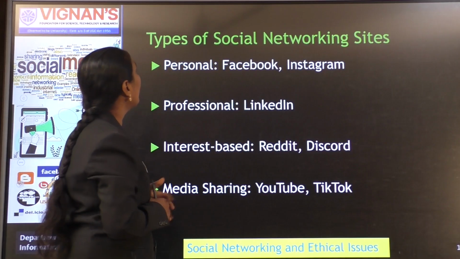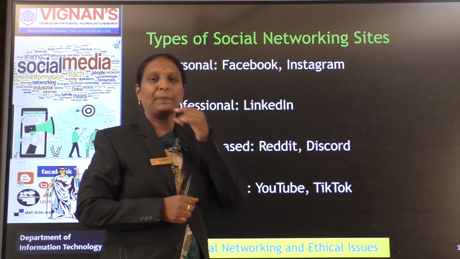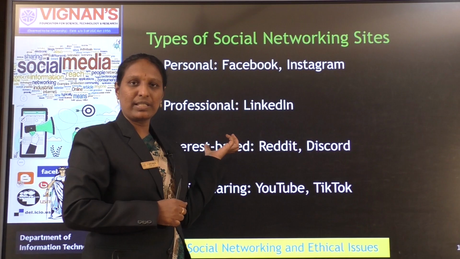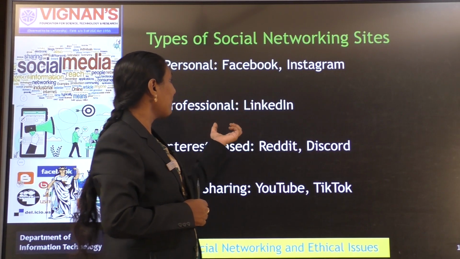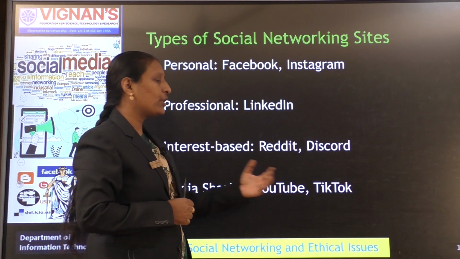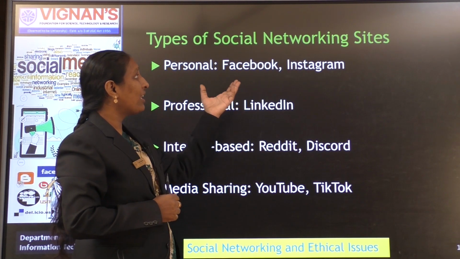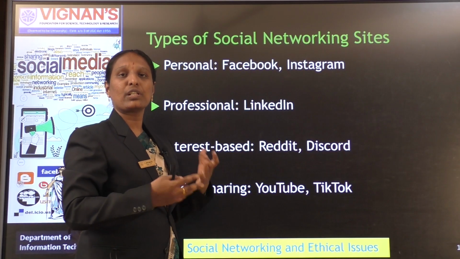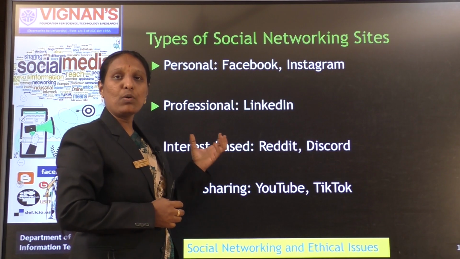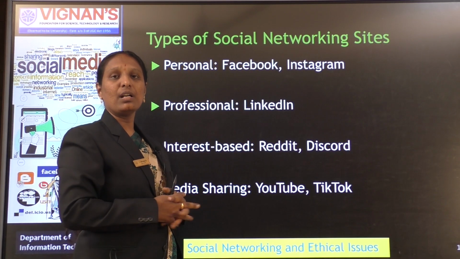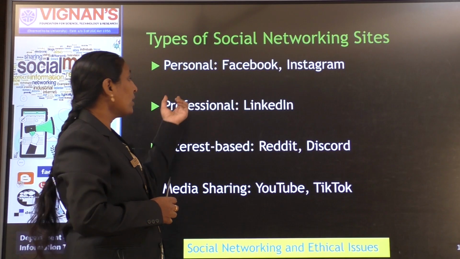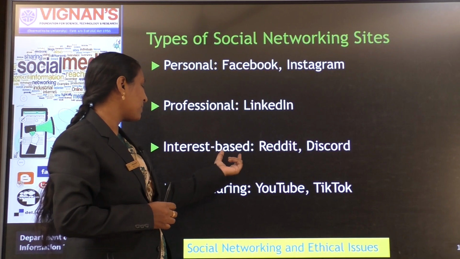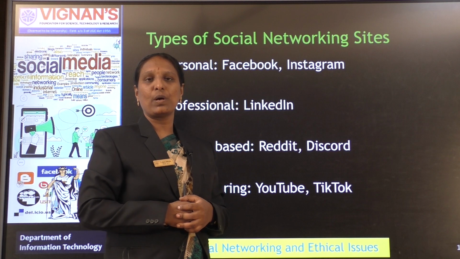Next, types of social networking sites. Just now we discussed what a social network is. Here are Facebook, Instagram, LinkedIn, Reddit, Discord, YouTube, TikTok. What are the different types of sites? How could these sites be used for communication among people, personally, professionally, interest based, media sharing and so on.